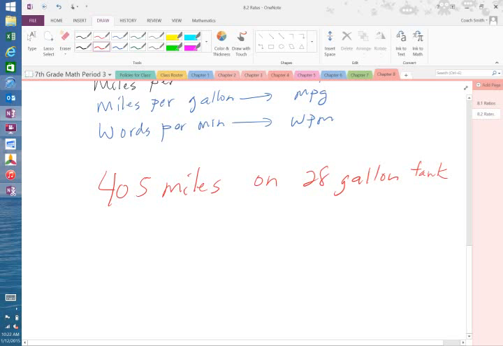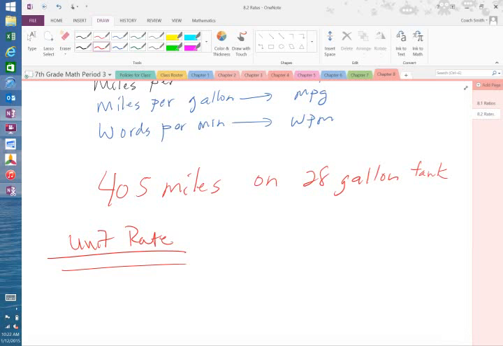405 miles on a 28-gallon tank, and I want to know the unit rate. The unit rate is what we're going to be talking about throughout this whole section. The unit rate is, in other words, I want to know how many miles I can go on 1 gallon of gas. Okay, that's a unit rate. If I got 1 gallon, I can go this much. Well, I've given you a total of 405 miles on 28 gallons. So what would I have to do to figure out how much I go in 1 gallon, Drew?